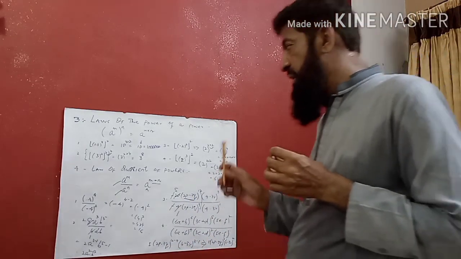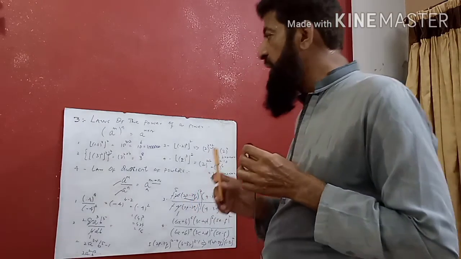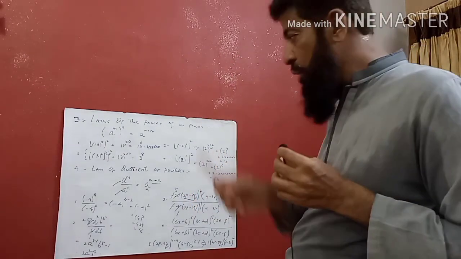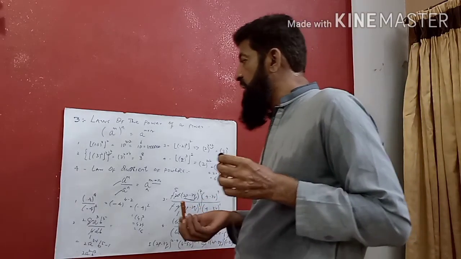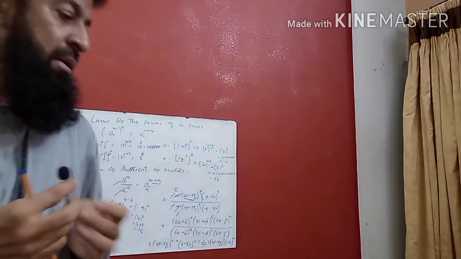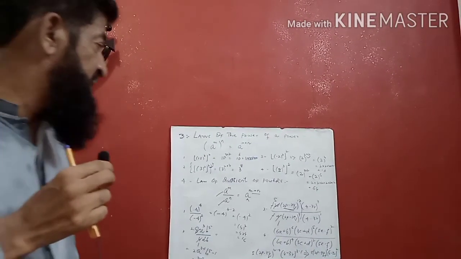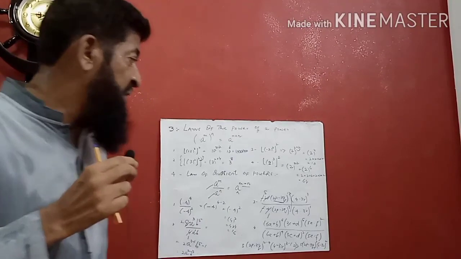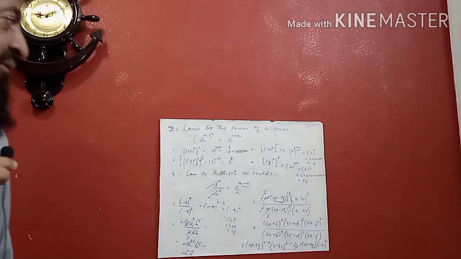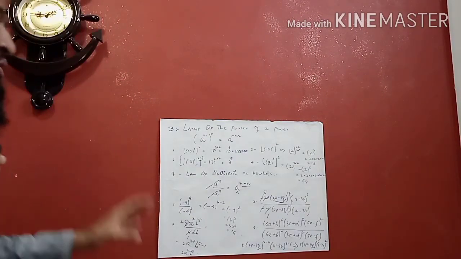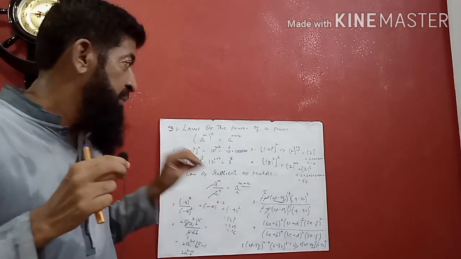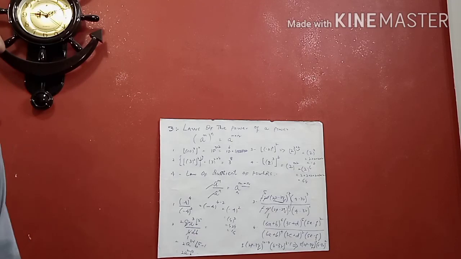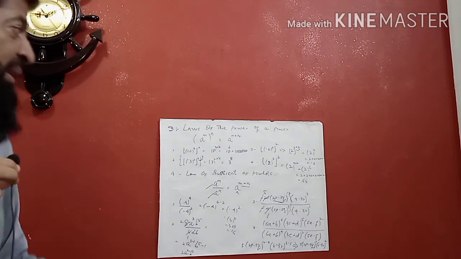And exercise number 2.3 of your book, according to the syllabus, the whole of exercise 2.3, now you will try to complete yourself. I think these two laws are very easy and they make you perfect in mathematics.